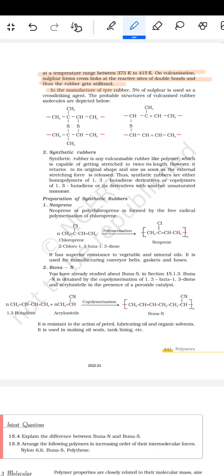In the manufacture of tyre rubber, 5% of sulfur is used as a cross-linking agent. The structure of the vulcanized rubber molecule is depicted below. तो ये दिया हुआ है, फिर इसमें सल्फर यहाँ पर मिला दिए और यहाँ पर सल्फर मिला दिए, तो ये वुल्कनाइज्ड रबर बन जाता है.